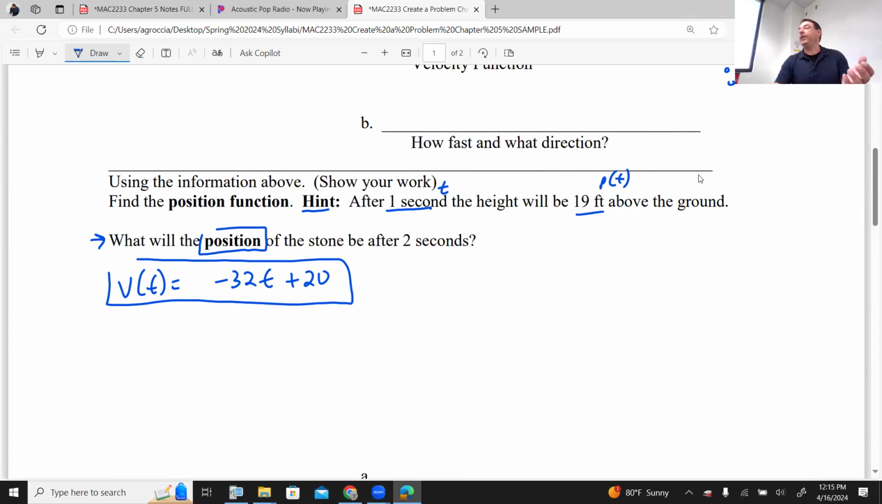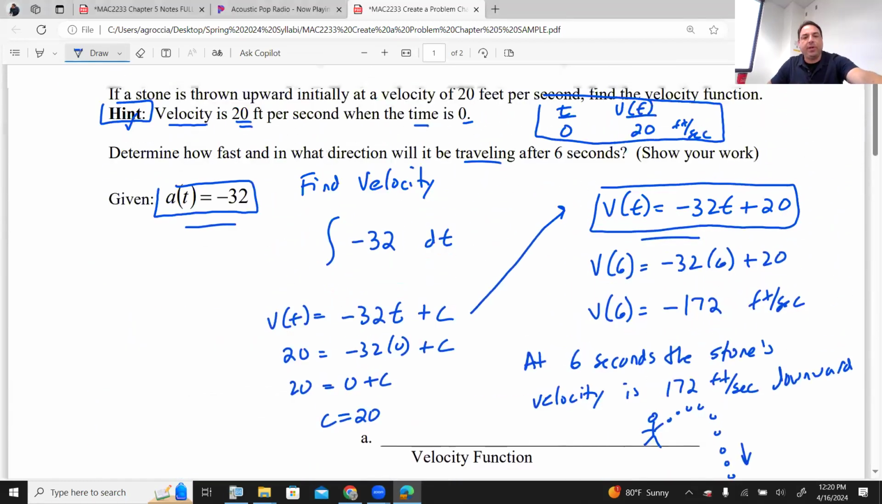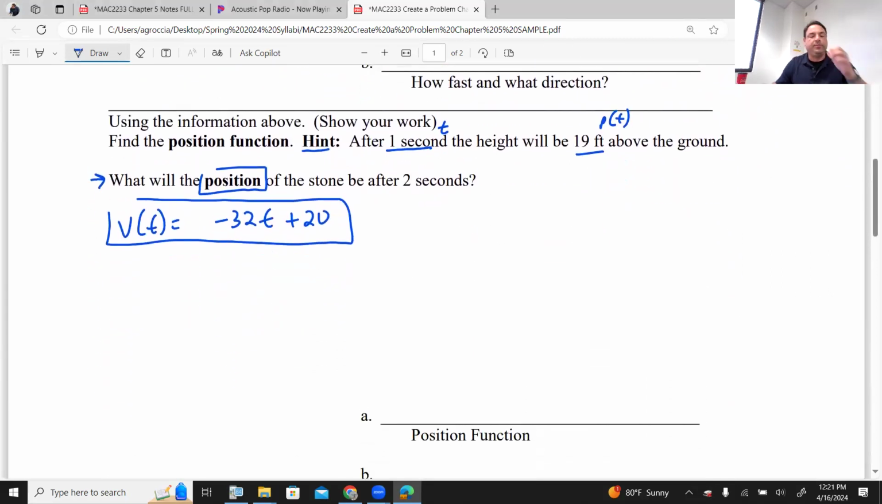Now, the only little caveat before you get started: if you messed up the first one, you can't do the second one, because this is all based on the first one. So if your first one's wrong, your second one's going to be wrong. So you got to be very careful that your first one's correct. So we're going to follow the same process as we did with the previous problem. So we want to go from velocity backwards to position. So we're going to take the integral of -32t plus 20 dt.